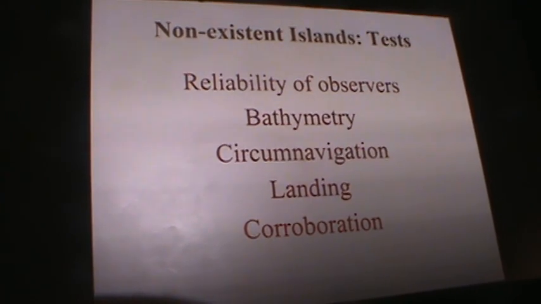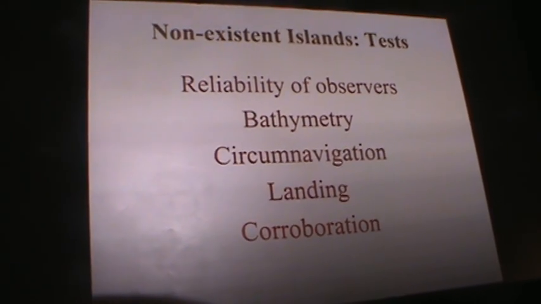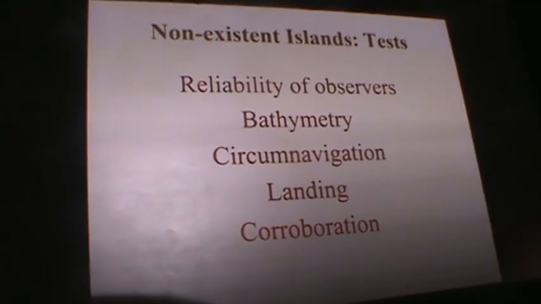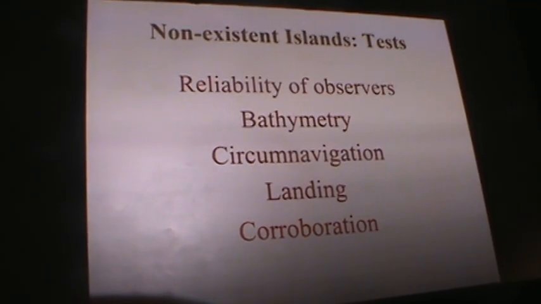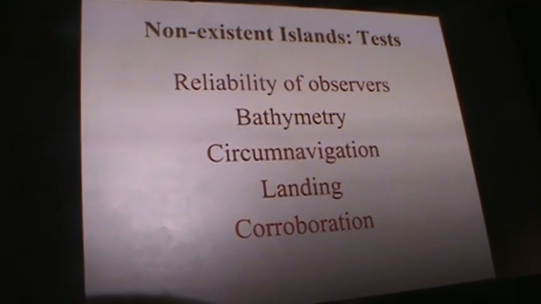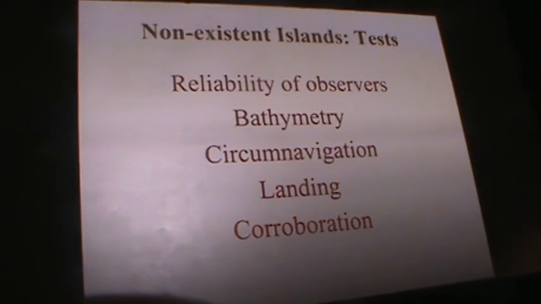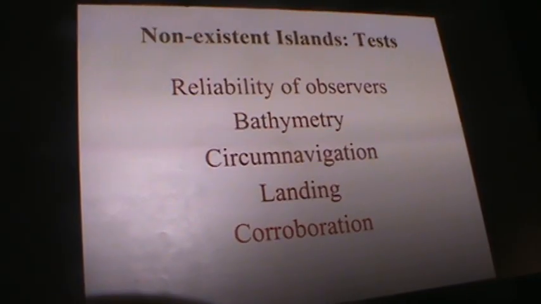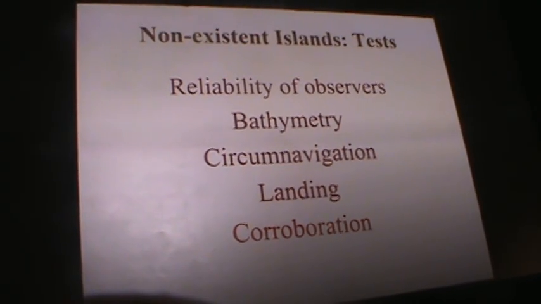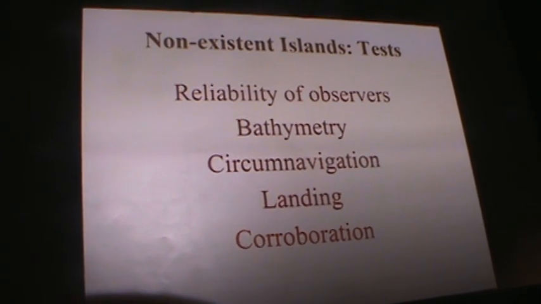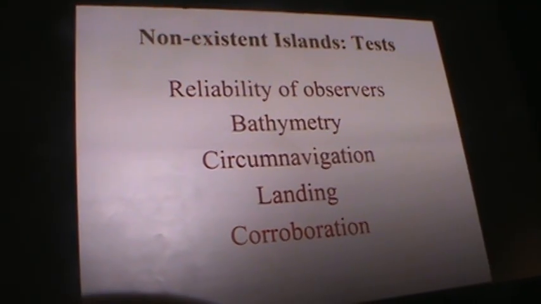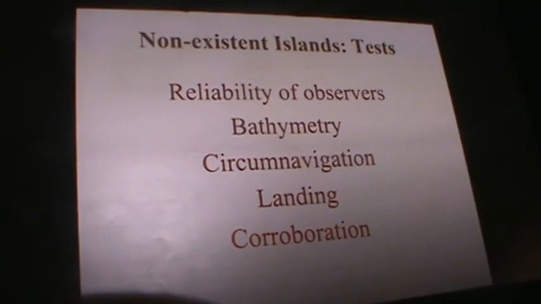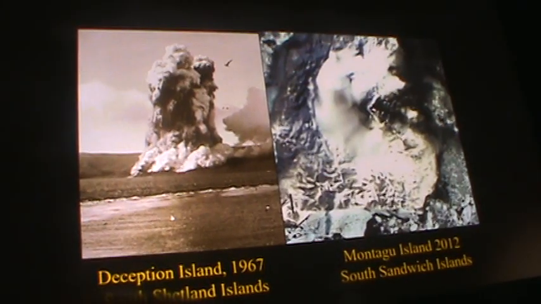Corroboration, reliability of observers. Some are more imaginative than others. More about that later. Bathymetry: measure the depth. If you're in the vicinity and it's 4,000 meters deep, the chances of an island are fairly small. Sail round it, see it from all sides. That's a good test. If you can land on it, that'll work. All of these provide corroboration. Not all perfect, of course, but you can land on ice just as well as you can land on land.